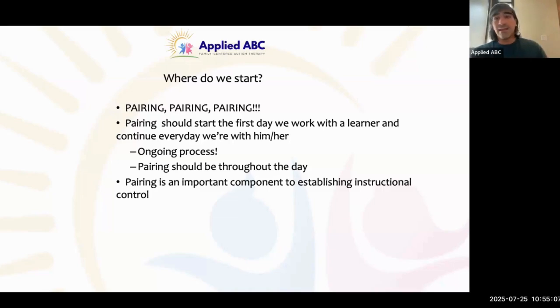Pairing should be throughout the day. And that's the big thing, is the first session is always a pure pairing session. Sometimes it goes a little longer if we've got a learner who's a little more reluctant to engage, to sit, to talk with the teacher. We'll build pairing in, and it's usually ongoing for the first week in terms of dedicated time and getting to know you, but all bonding is pairing. So it's always happening on some level.